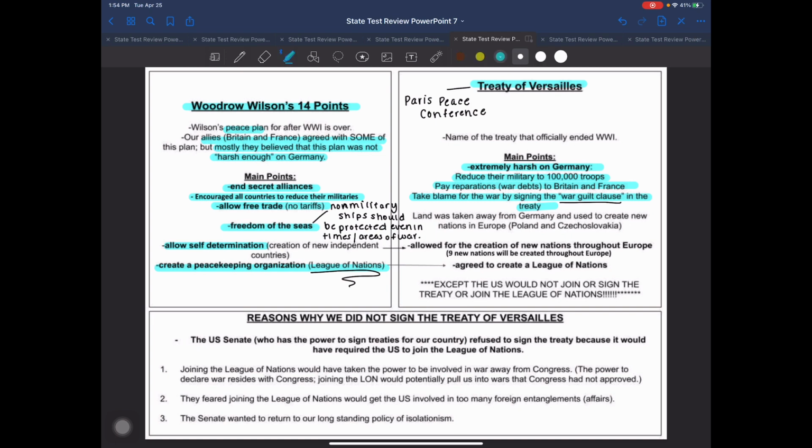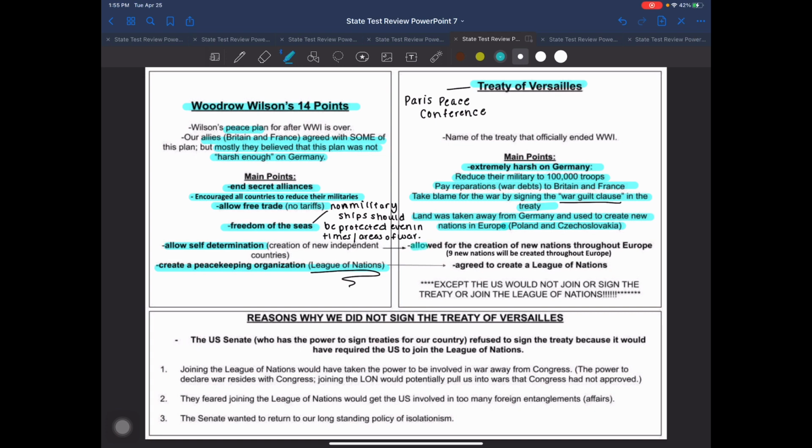Another issue that's going to come up, and this typically happens in war anyway, is land is going to be taken away from Germany and other countries, Austria-Hungary and the Ottoman Empire. They're going to lose land too. But specifically for Germany, a couple of countries are going to be created from land that had previously been a part of the German Empire, and they're going to play a huge role in World War II, and that is Poland and Czechoslovakia.